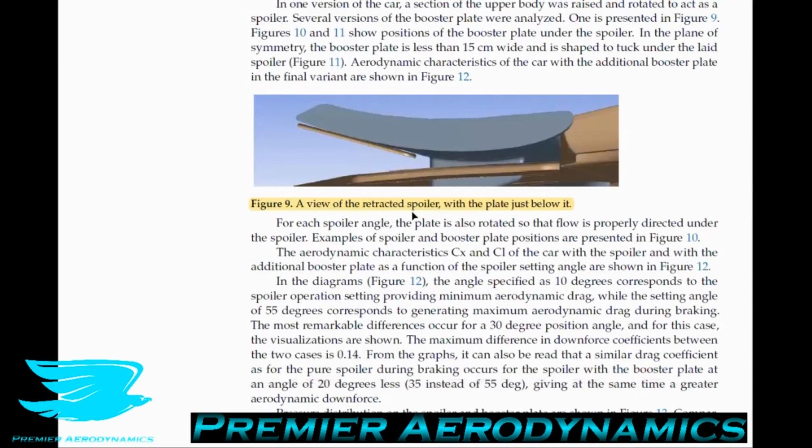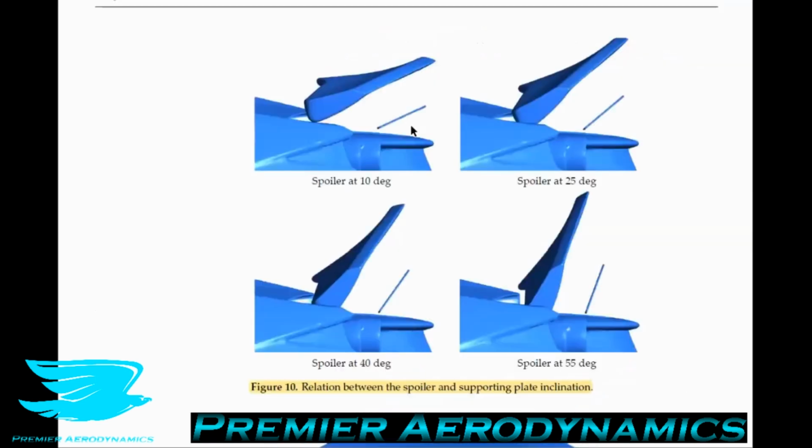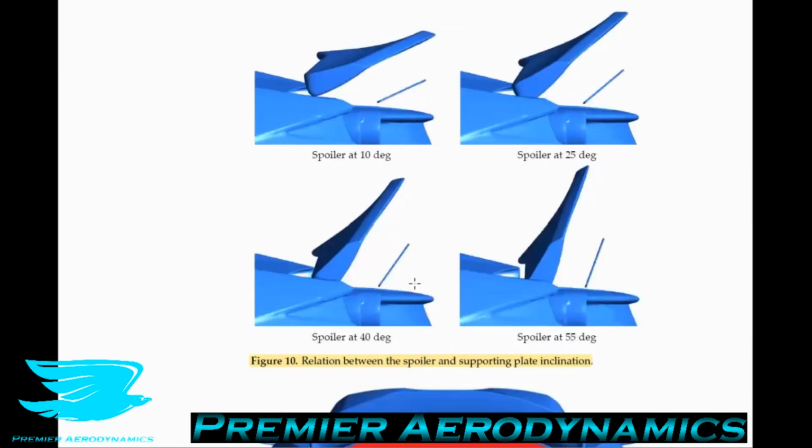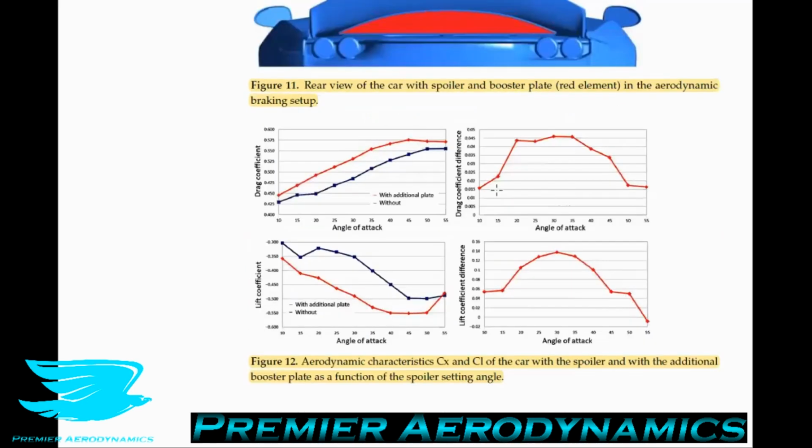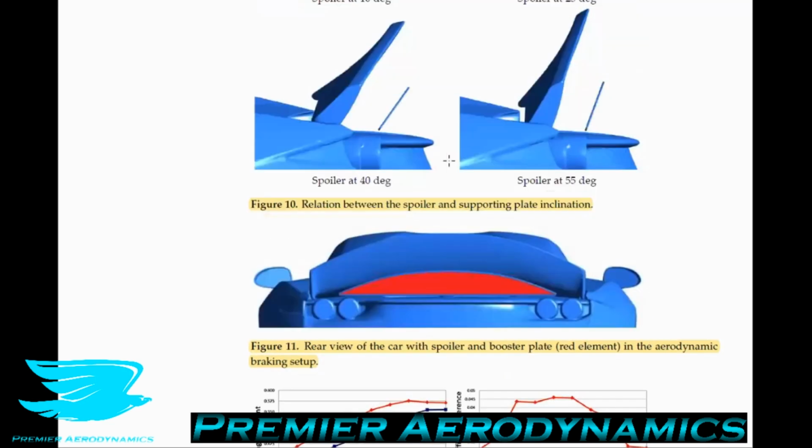In figure 9, we see a view of the retracted spoiler with a plate just below it. So the wing has been popped down and this plate is below it. In figures 10 and 11, we can see it a bit better. So you can see here at different angles, this booster plate. They say in one version of the car, a section of the upper body was raised and rotated to act as a spoiler. Several versions of the booster plate were analyzed and are shown in figures 9, 10, and 11. In figure 12, the results of this booster plate at different angles of attack plus the wing are shown. So for each spoiler angle, the plate is also rotated so that the flow is properly directed under the spoiler. Examples of the spoiler and booster plate positions are shown in figure 10, so I showed that there.